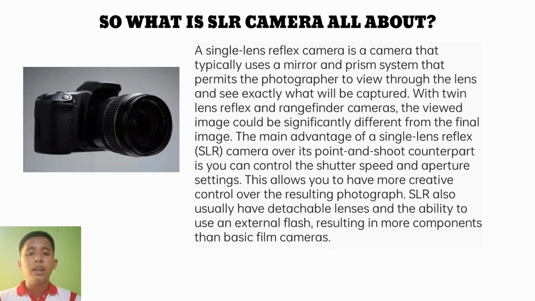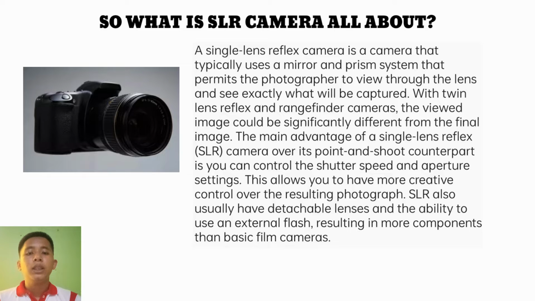So what is an SLR camera all about? A single lens reflex camera is a camera that typically uses a mirror and prism system that permits the photographer to view through the lens and see exactly what will be captured, unlike twin lens reflex and rangefinder cameras, where the viewed image could be significantly different from the final image.